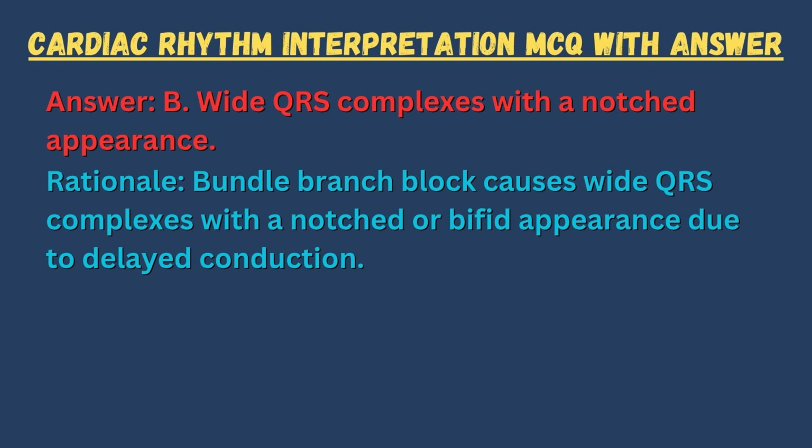Answer. B. Wide QRS complexes with a notched appearance. Rationale. Bundle branch block causes wide QRS complexes with a notched or bifid appearance due to delayed conduction.